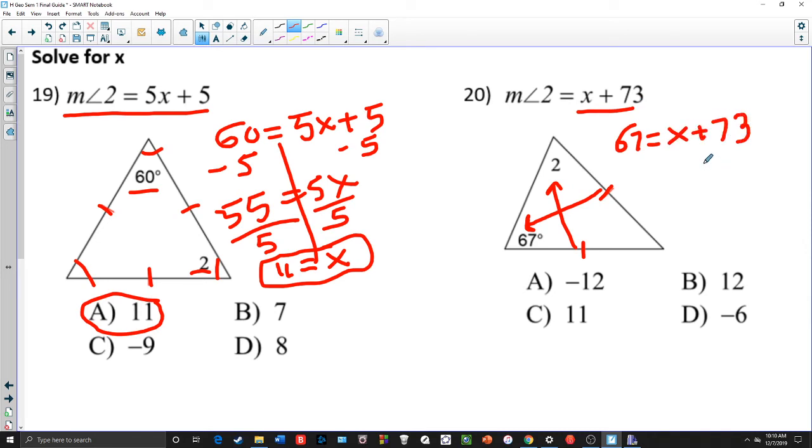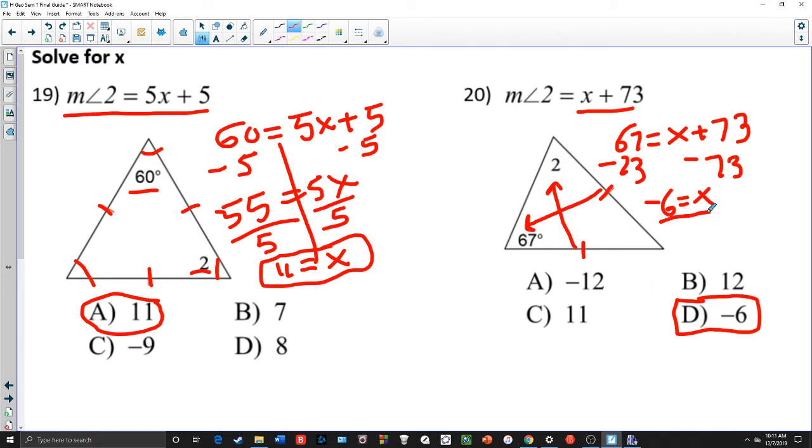Which I can then solve for by subtracting 73 from both sides. And I get that negative 6 is equal to x. Now, some of you might be saying, well, you can't have negative 6 as an angle measurement. An angle can't be negative 6 degrees. And you're right. But this angle isn't negative 6 degrees.